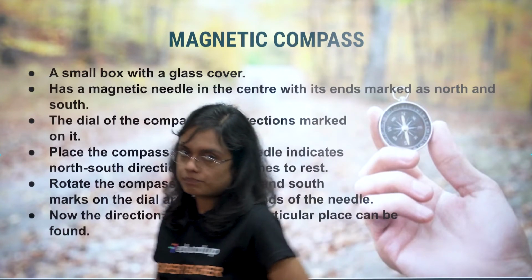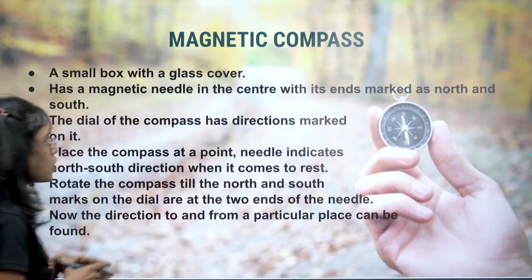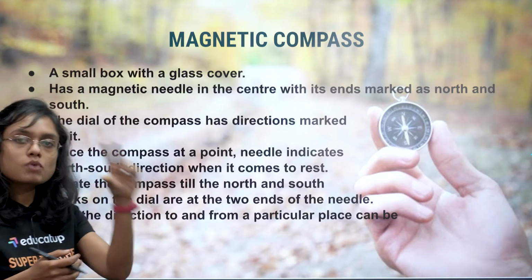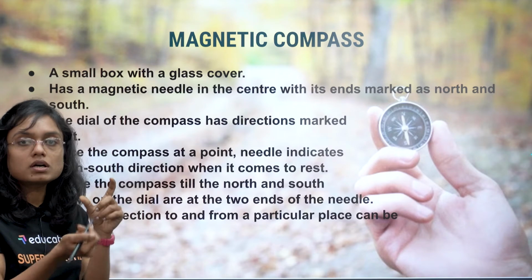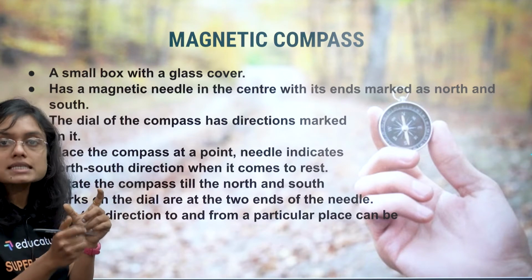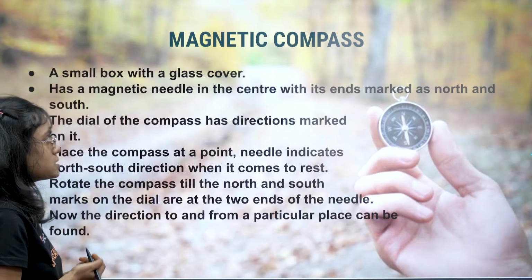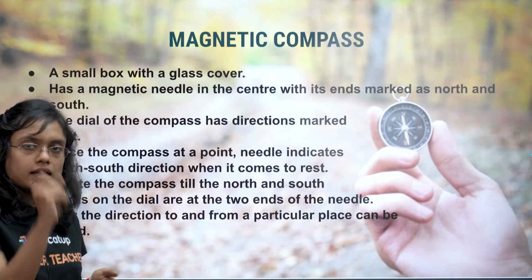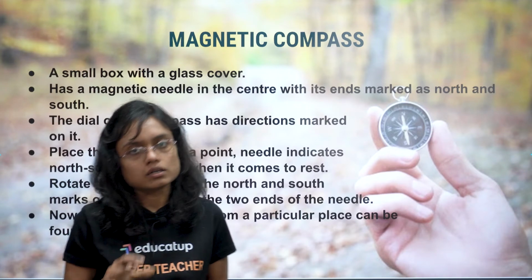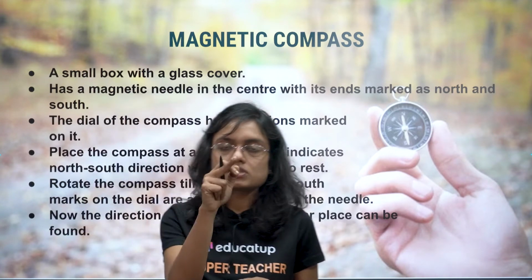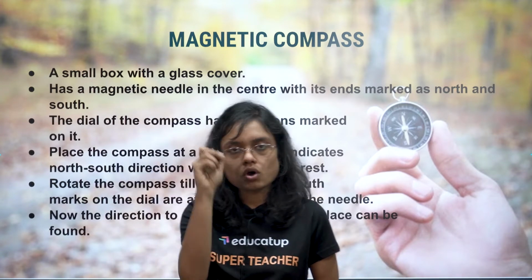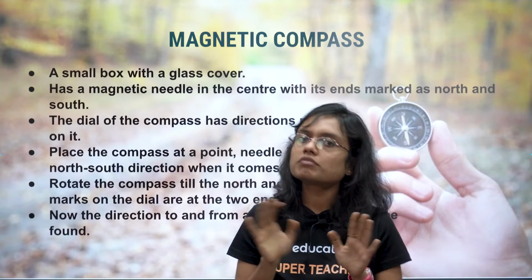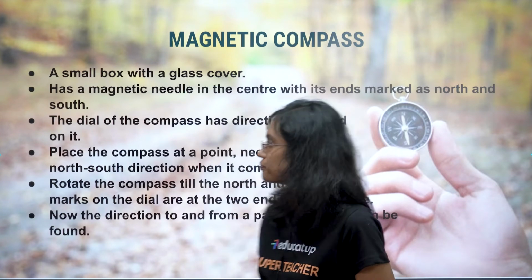Let's understand. A magnetic compass is a small box with a glass cover. It's a small circular box with a glass cover so that you can see the internal readings and the needle in it. It has a magnetic needle in the center, and on the magnetic needle, north and south are marked. On the dial also, that means on the surface of the glass box, north, south direction and east, west, all the 4 directions are mentioned.